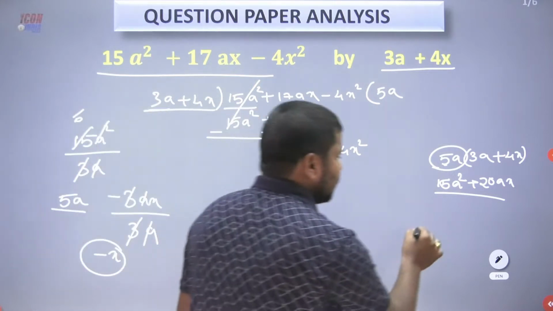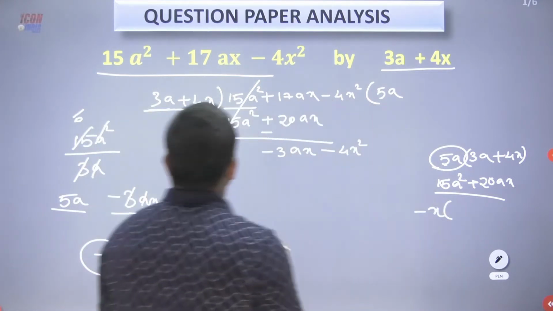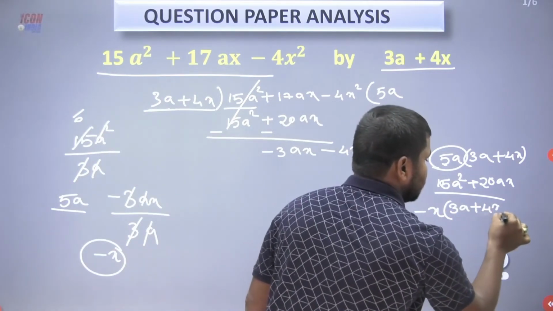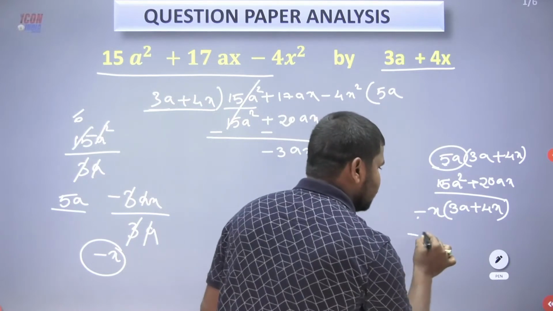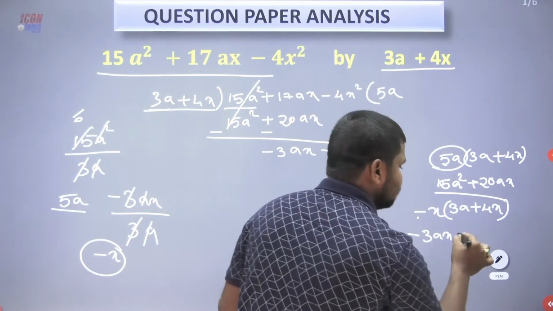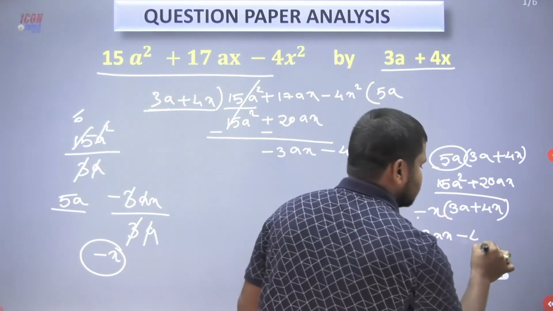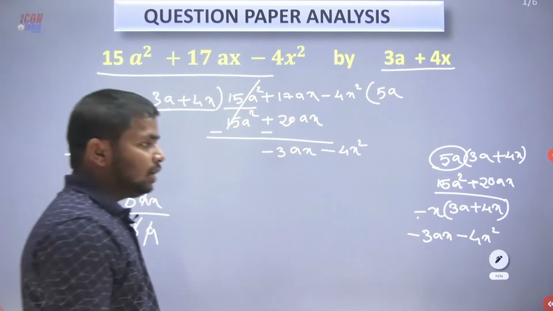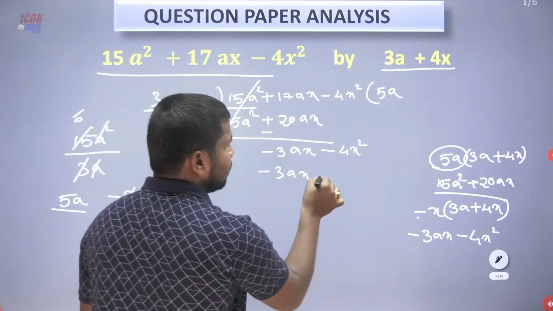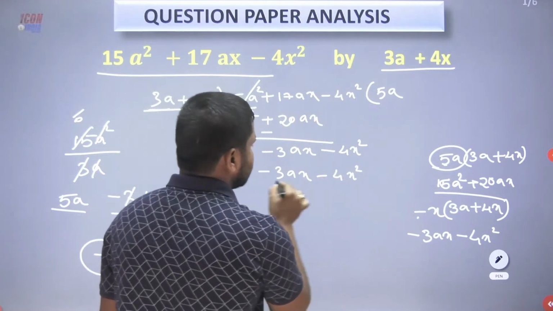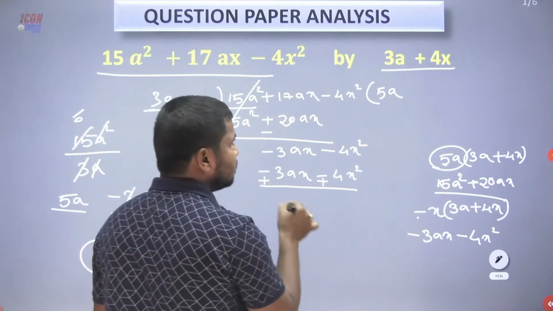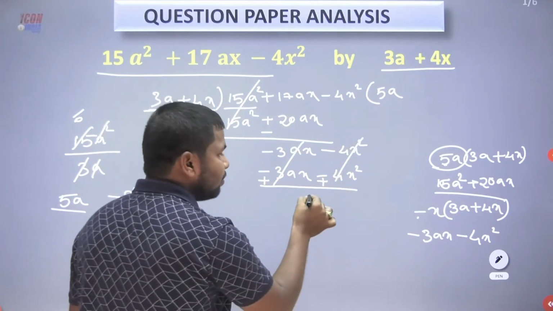When you multiply minus x into 3a plus 4x, minus into plus will become minus, 3a into x will become 3ax, after that minus into plus will become minus, so 4x square. So here we got minus 3ax minus 4x square. By subtracting, again the signs will change, minus will become plus and minus will become plus. So the two terms will get cancelled and the remainder is 0.